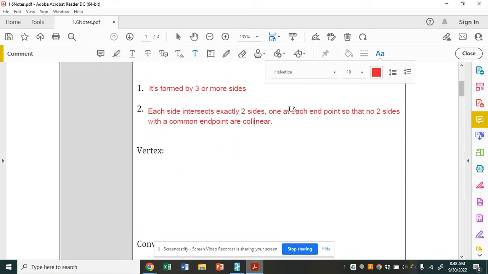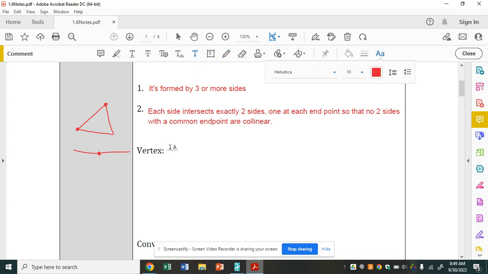And then each side intersects exactly 2 sides, one at each point. So if we think about a triangle, this side length here intersects this side and it intersects this side, each one at an end point. And what it means that no 2 sides with a common endpoint are collinear is, you can't have a side length and then your end point and then a side length that continues on and forms that straight line. That's what that means. Okay.